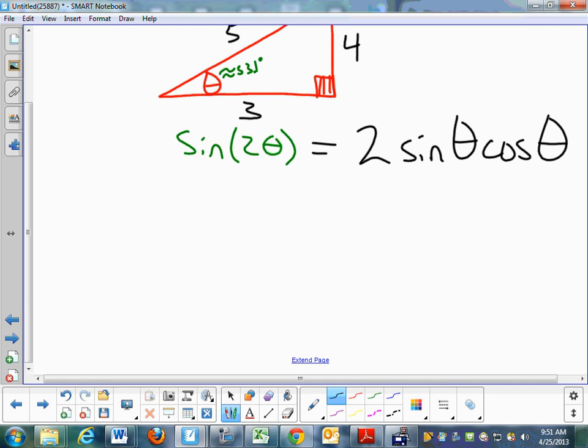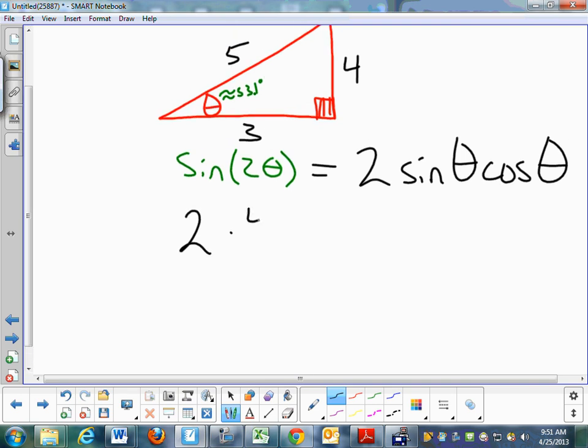All right. So, I have 2 times the sine of theta, which is going to be the opposite over the hypotenuse. What's the opposite over the hypotenuse? 4 over 5. Cosine of theta is going to be 3 over 5. And so this is 2 over 1. Multiply the bottoms, you get 25. Multiply the tops, you get 24.